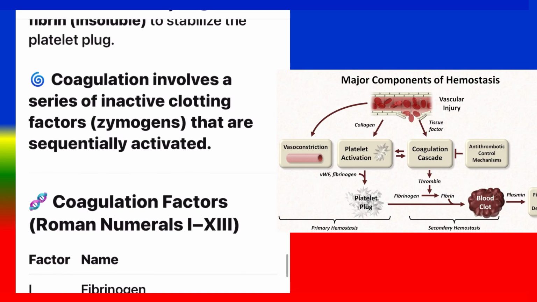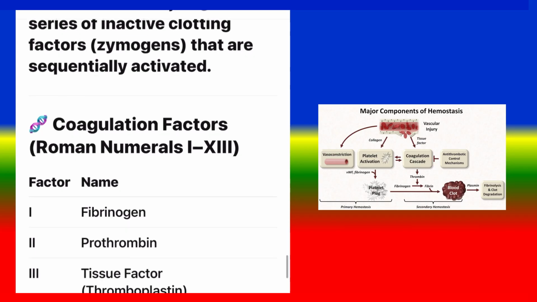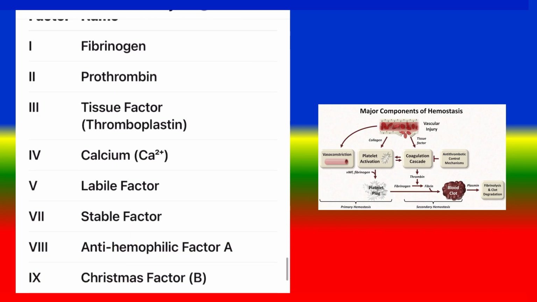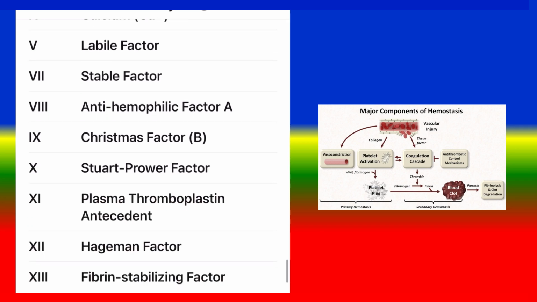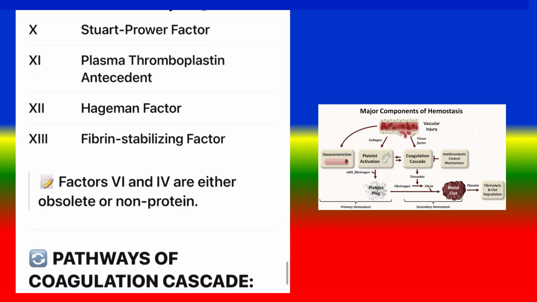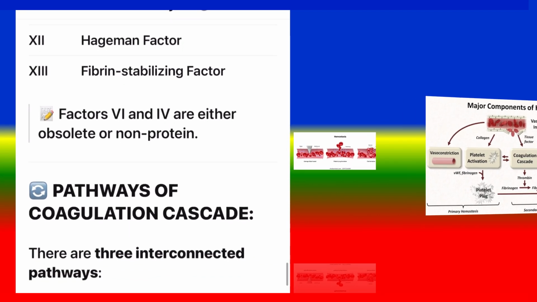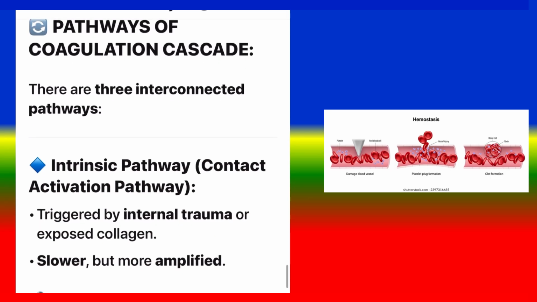Coagulation involves a series of inactive clotting factors, zymogens, that are sequentially activated. Coagulation factors: Roman numerals, name. I fibrinogen, II prothrombin, III tissue factor, thromboplastin, IV calcium, V labile factor, VII stable factor, VIII antihemophilic factor A, IX Christmas factor B, X Stuart-Prower factor, XI plasma thromboplastin antecedent, XII Hageman factor, XIII fibrin stabilizing factor. Factors VI and IV are either obsolete or non-protein.